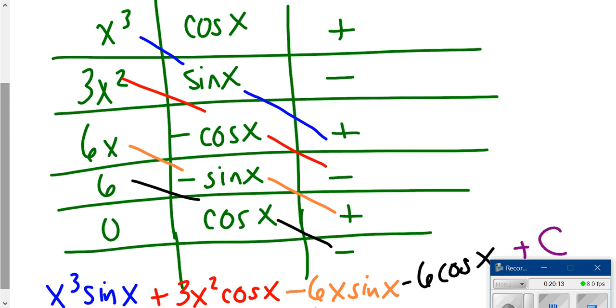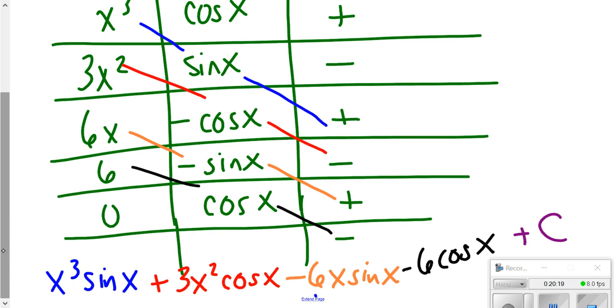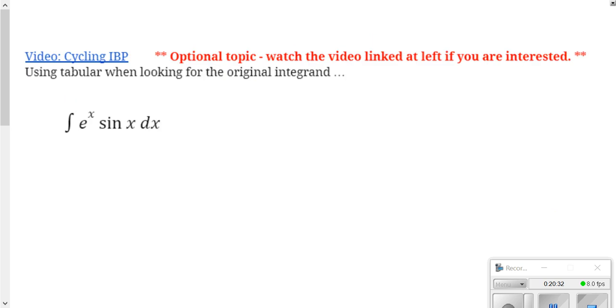All right, so this is what I have for my table. And then down below, I've color-coded which diagonal goes with each term. And that's that.